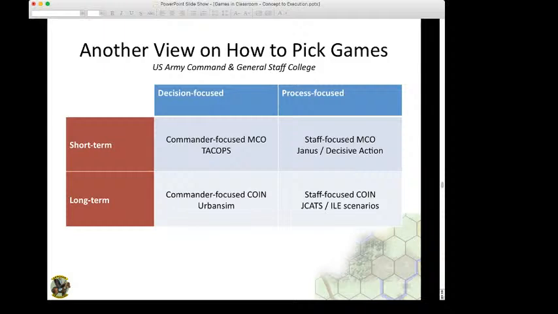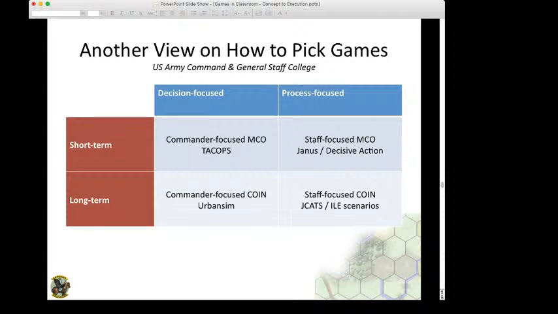And so that's where you're looking at the difference between decision versus process focus. The staff doesn't make decisions. The staff executes a process to provide information to the commander to make the decisions. So the staff-focused games, like the major combat operations using Janus or decisive action, are all focused on: is the staff able to execute the appropriate process to provide information for the commander to make that decision? I've got to have the staff there to do that.